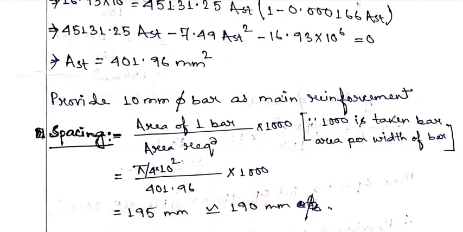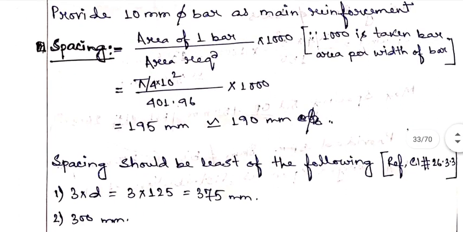Spacing is equal to the area of one bar by the area required into 1000, as 1000 mm is taken as the width of the bar. The area of one bar is pi by 4 into d square, and here the diameter is 10, so 10 square, by the required area 401.96, into 1000, that is equal to 195 mm. We have the license to reduce the spacing, so we may write 190 mm.